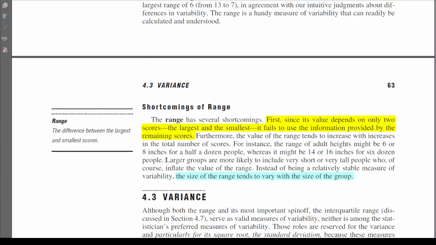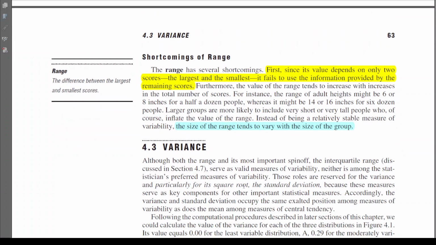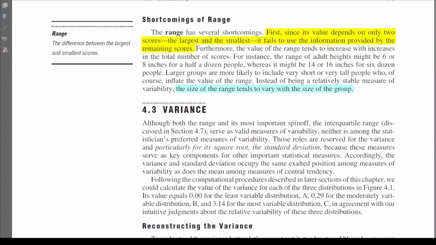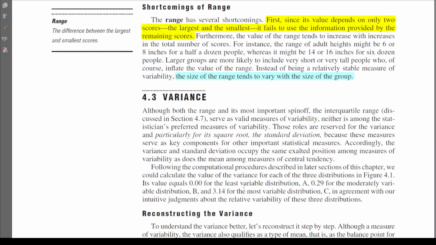So once we do that, the range will automatically increase, as the range is the difference between the smallest and the largest value. Larger groups are more likely to include very short or very tall people who, of course, inflate the value of the range. Instead of being a relatively stable measure of variability, the size of the range tends to vary with the size of the group. This signifies that although the range is very easy to calculate, it is not very stable. It tends to change with the change in the sample size.